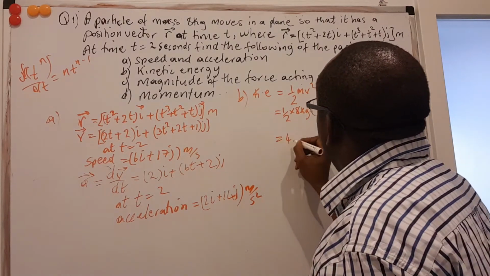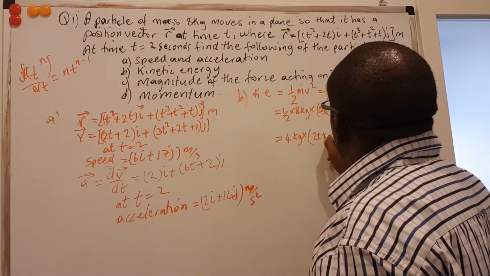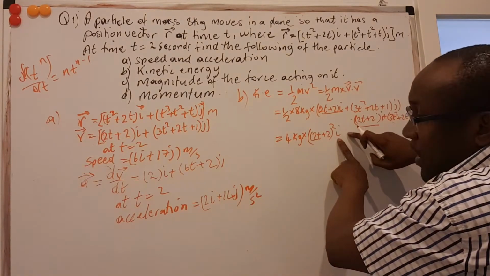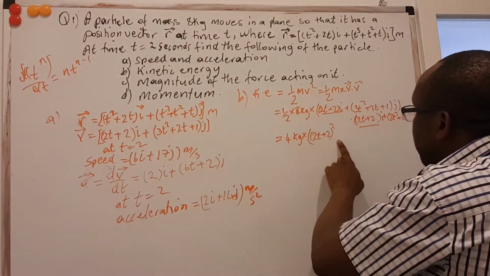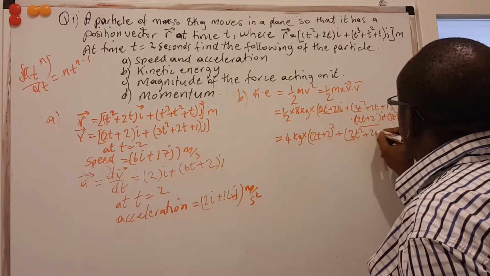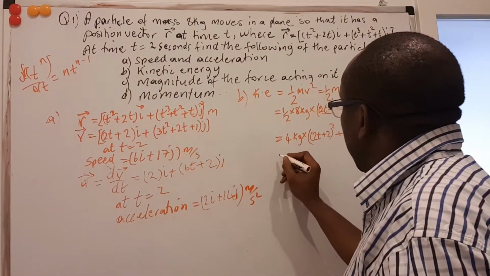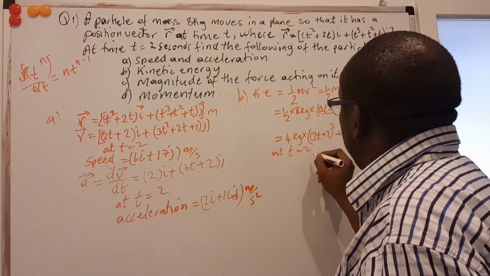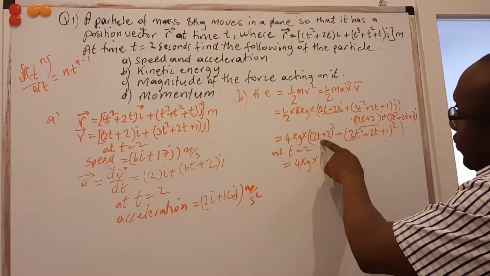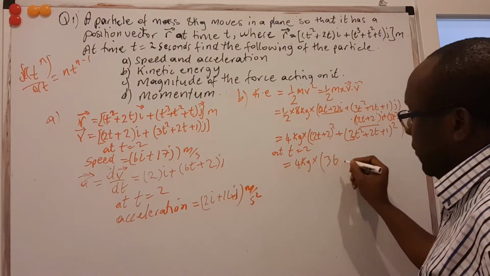So actually what we have here is 4 kilograms times 2t plus 2 squared. Now the i disappears because i dot i, we already saw, is equal to 1, plus the last one, 3t squared plus 2t plus 1, all that squared. So this is what we have. But this should be at the time when t is equal to 2. So at t equal to 2 seconds, this should be 4 kilograms times, 2 multiplied by that is 4, 4 plus 2 is 6. 6 squared is 36.